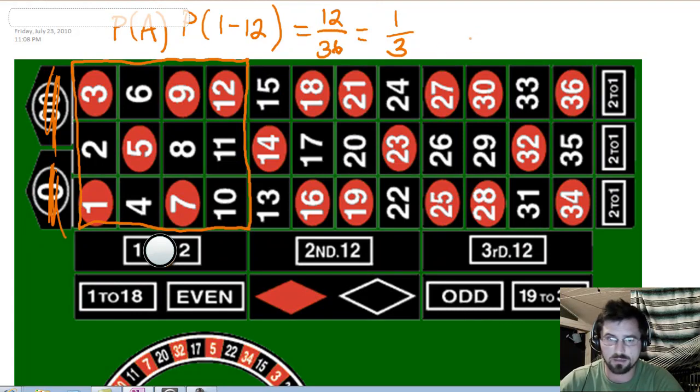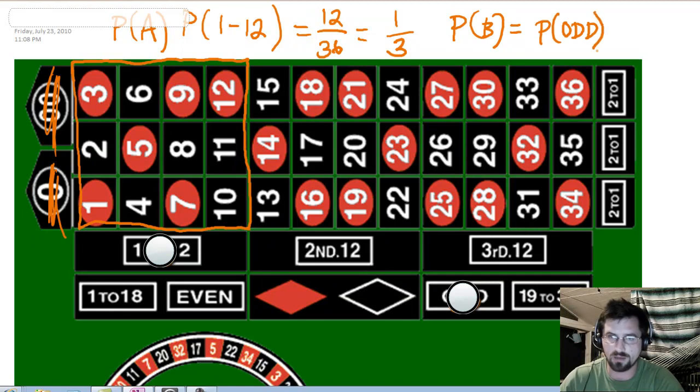Let's look at a second bet you might make. Let's say you bet the odd. So you put another chip over here on the odd, and essentially if any of the odd numbers come up, you will win. So let's call that P of B, and let's figure out the probability. B is the event that the wheel stops with the ball on an odd. Half the numbers are odd, so you have a 1 in 2 chance.